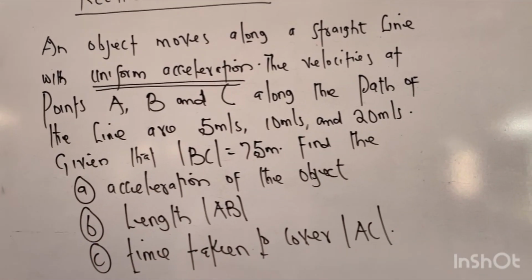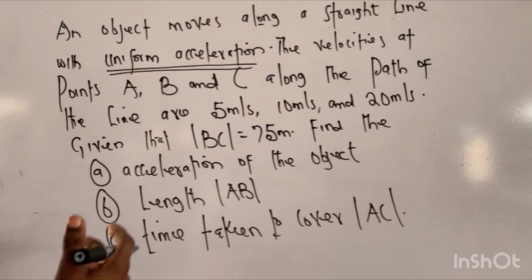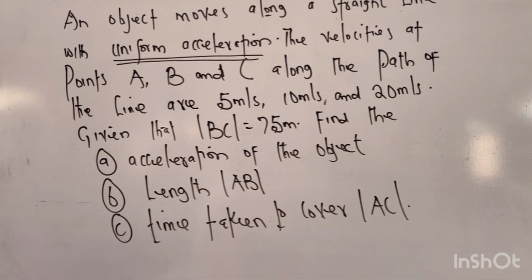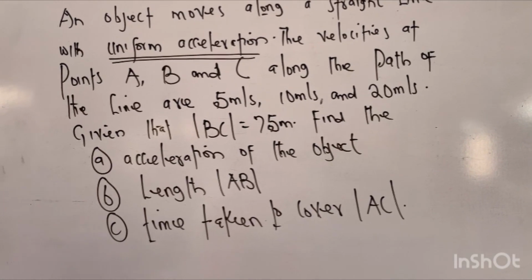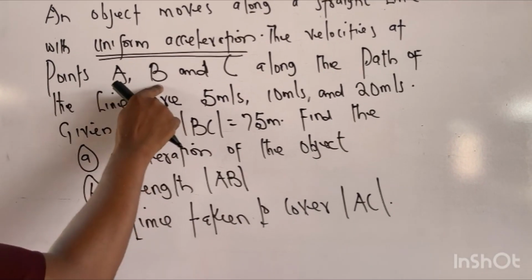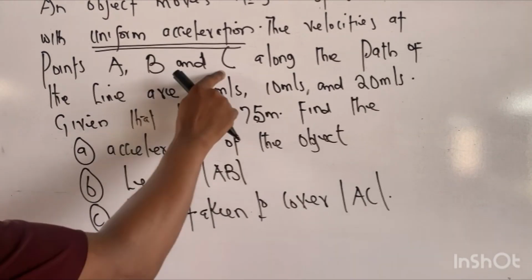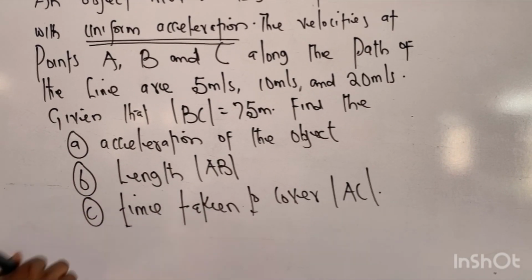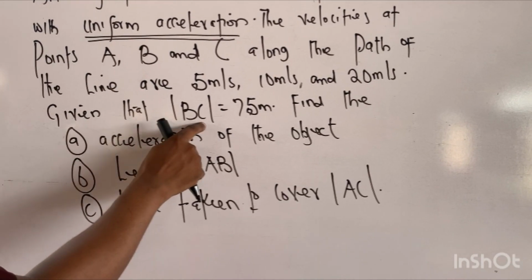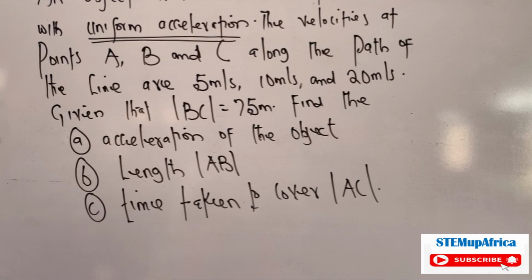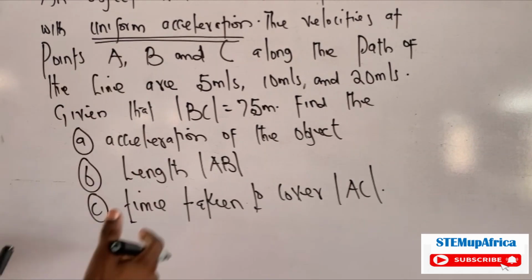The velocities at points A, B, and C along the line are 5 meters per second, 10 meters per second, and 20 meters per second. So that means at A, I have 5 meters per second, at B, I have 10 meters per second, and at C, I have 20 meters per second. The question further says, given that line BC is 75 meters, we should find the acceleration of the object. Don't forget, the acceleration is uniform, that means it's constant.